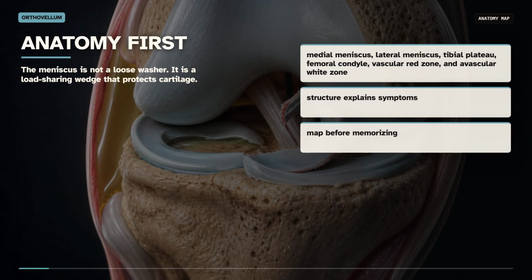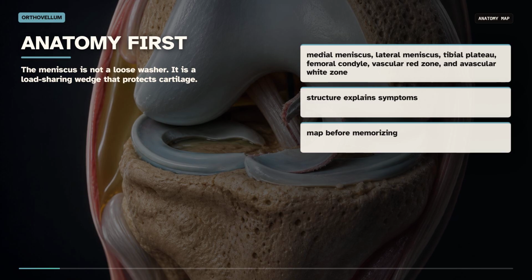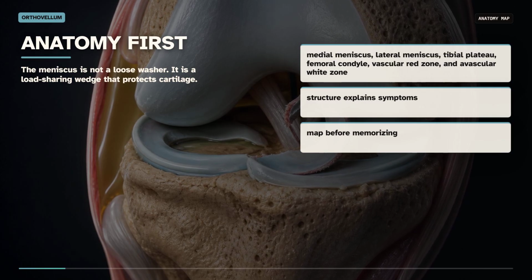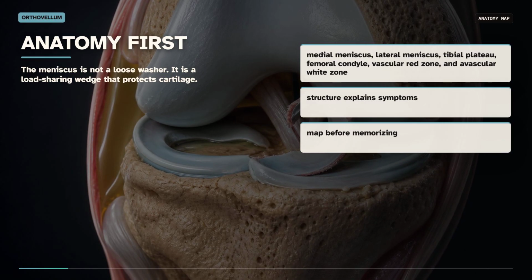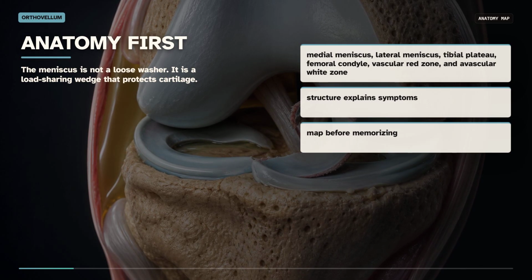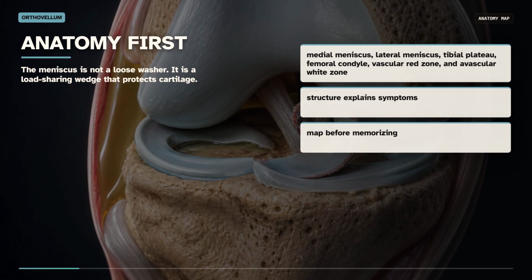Start with the anatomy. For meniscus tear, the important structures are medial meniscus, lateral meniscus, tibial plateau, femoral condyle, vascular red zone, and avascular white zone. Do not memorize the picture as a list. Ask what each structure is trying to do when the person moves. In real life, the problem sounds like this: joint line pain, swelling after a twist, catching, and fear that the knee is stuck forever. That story is the doorway into the diagnosis. It tells us which tissues are likely overloaded, irritated, torn, compressed, or failing to share load.